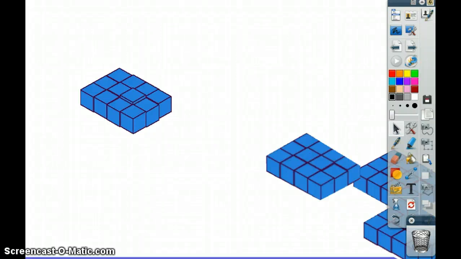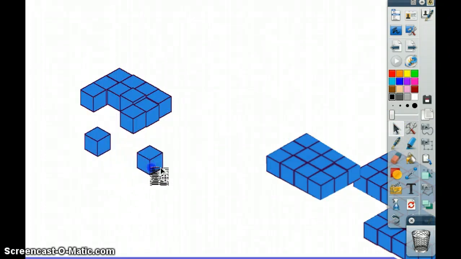Hi everybody. Today we are going to talk about volumes of solids. So let's talk about this. Let's look at our picture. Here I have this shape and it's made up of these little cubes. Okay, each one of these, let's say the dimensions are 1 inch by 1 inch by 1 inch. So this is 1 cubic inch.